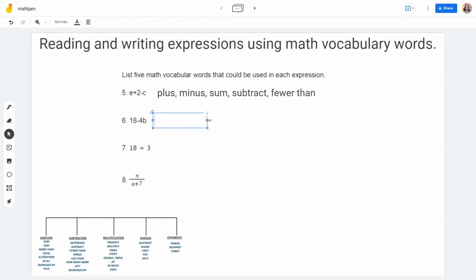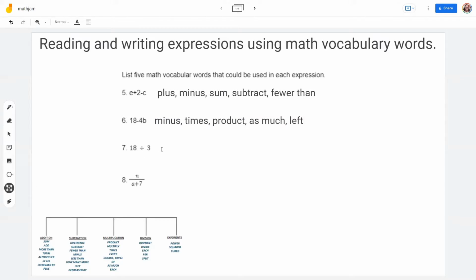The next one, we have 18 minus 4 times b. So we have minus, that came out right away. We also have times, because that's 4 times b. What else could we have for multiplication? There's product. We could definitely use that. We could say as much. And let's look at subtraction and get our last one. We already used minus. We could say left. So how many are left?